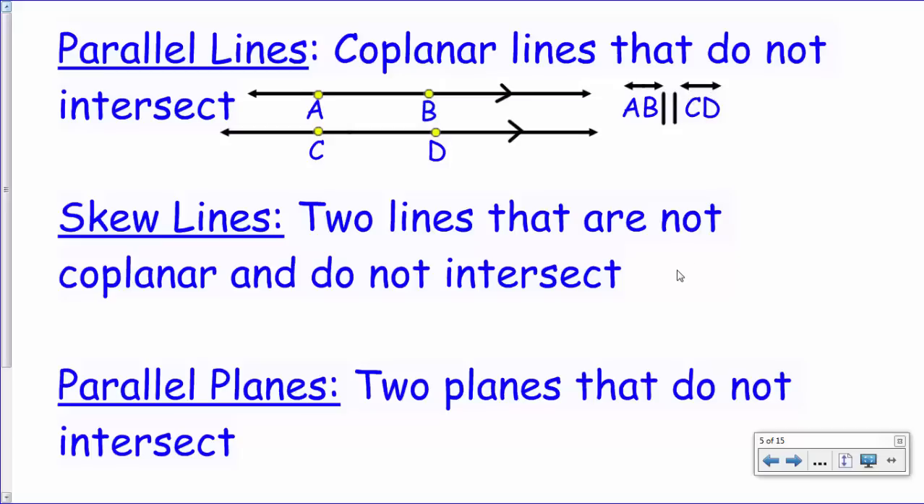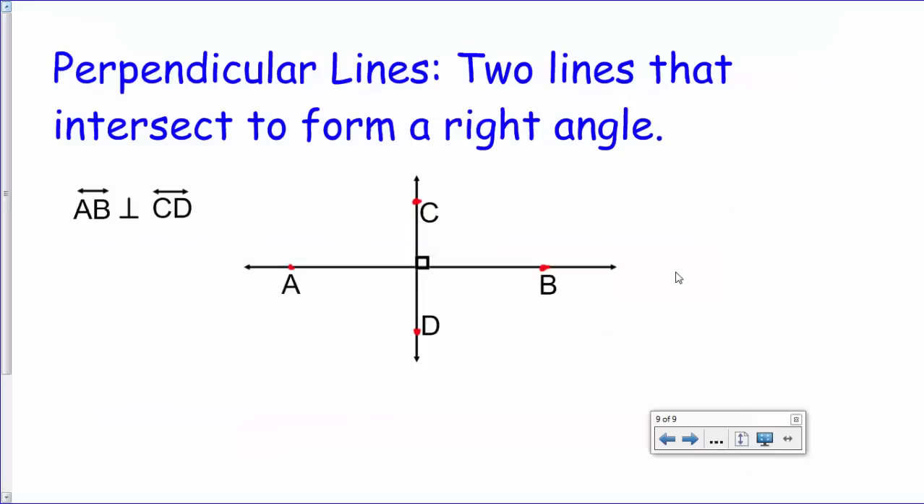Skew lines are two lines that are not coplanar and do not intersect. So these would be two lines in two different planes. Parallel planes are two planes that do not intersect.